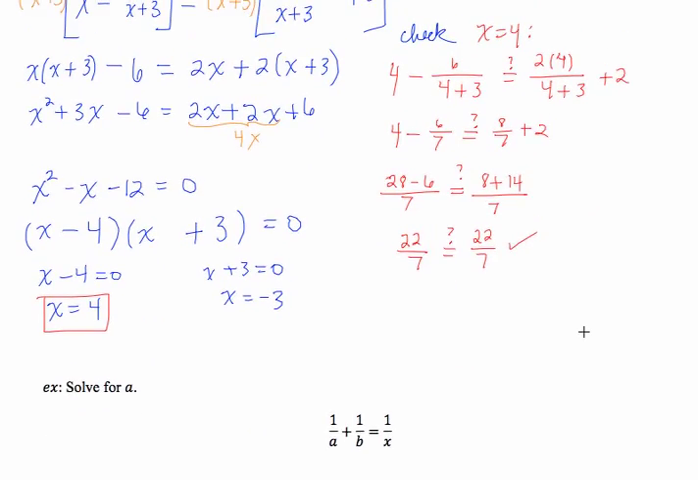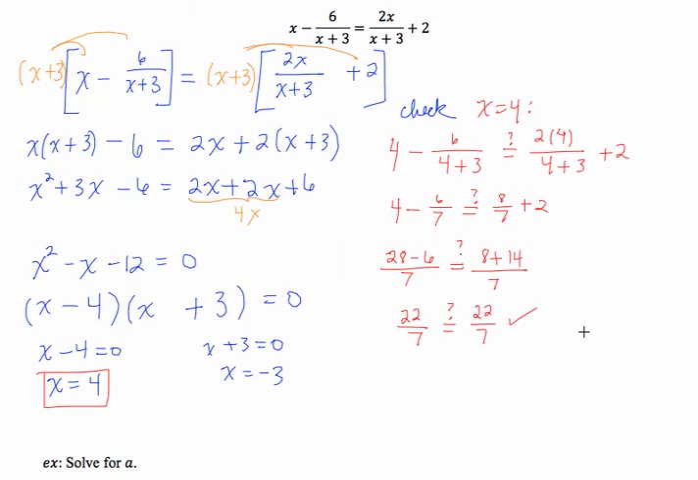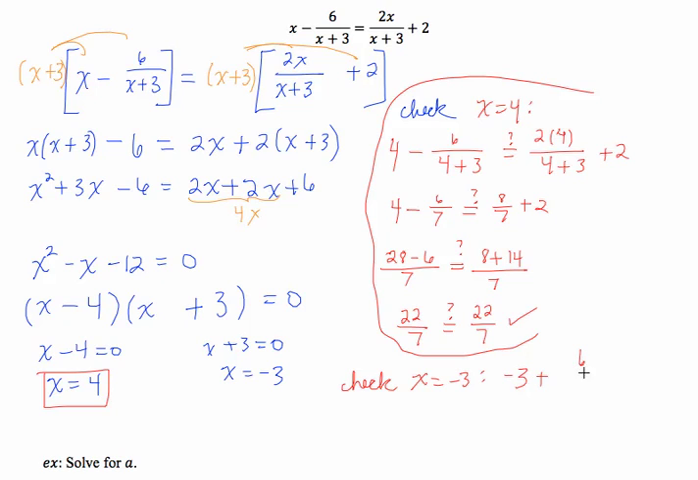And now we just need to check x equals negative 3. So I'm going to box that off to the side so you can tell that that's separate. Now let's check x equals negative 3. So plugging into the original equation here, actually you can see right away, if I plug it in on the left side, we get negative 3 plus 6 over negative 3 plus 3 equals, stop right there, negative 3 plus 3 is 0. And we can't divide by 0, so that's not a solution. So x equals 4 is the only solution here.